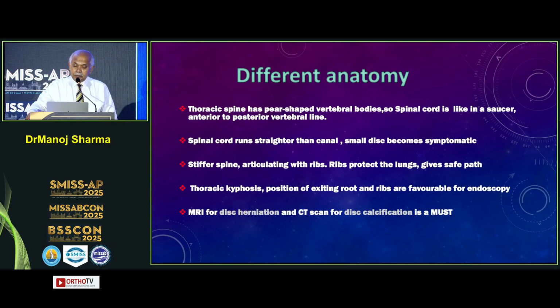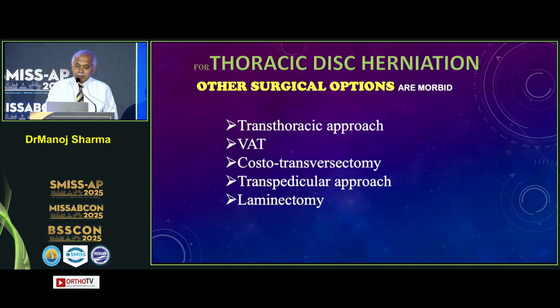And the kyphosis and exiting root, you know, in the thoracic spine, the root never comes on the disc, so it's very safe. It's always away, it's over the body. And the ribs, as I said, are our friends. And MRI for a disc and CT scan for a calcified disc, because a calcified disc is what you don't want to deal with. So every case you must have a CT scan.